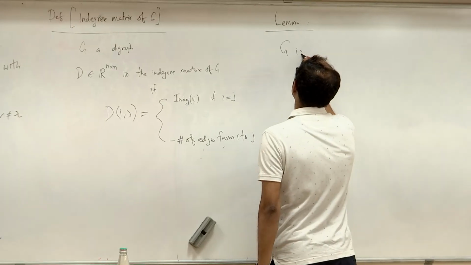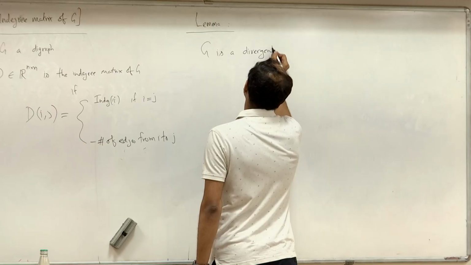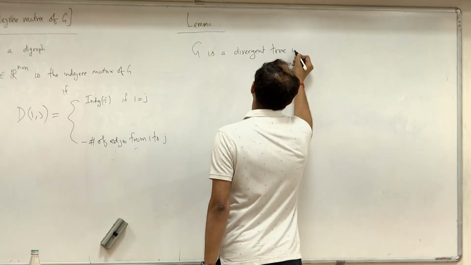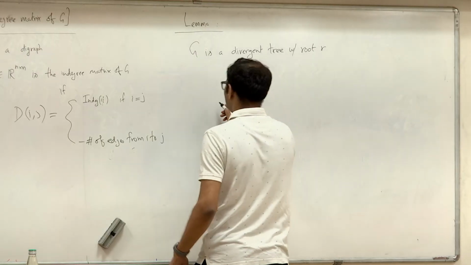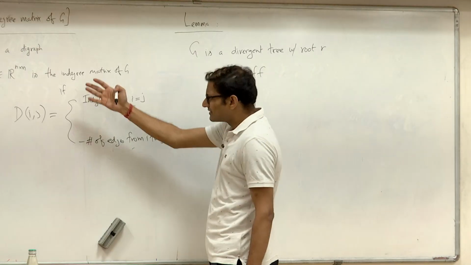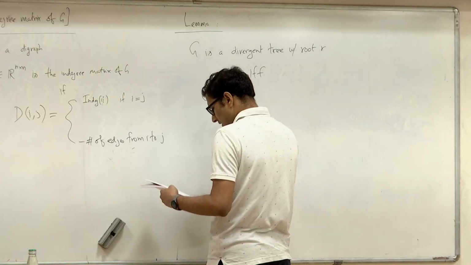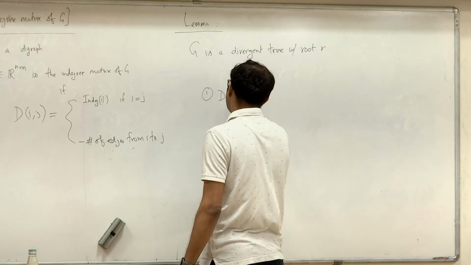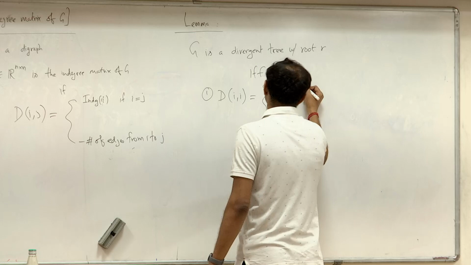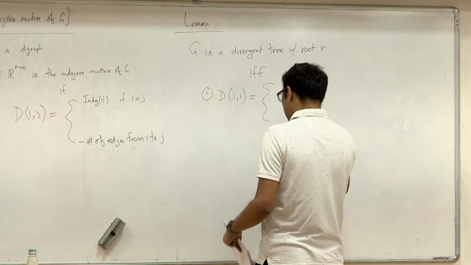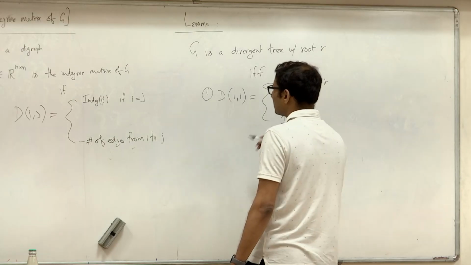So, G is a divergent tree with root R if and only if the following conditions hold about the in degree matrix D, which represents the in degree matrix. The first condition is that D_ii equals 0 if i equals R, and equals 1 otherwise.